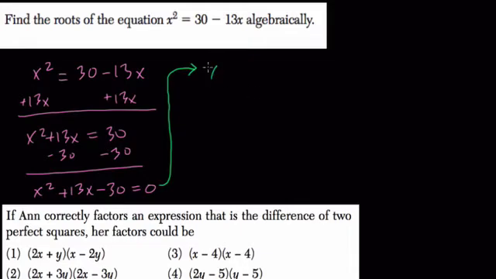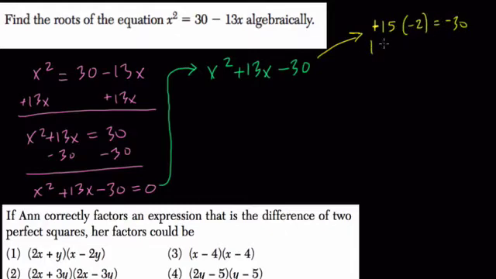So that helps us, right? X squared plus 13x minus 30. So what are the factors of negative 30 that add to positive 13? Right, that's our goal here. So I would choose positive 15 times negative 2, which gets you negative 30. But if you add these two, 15 plus negative 2, what do you get?